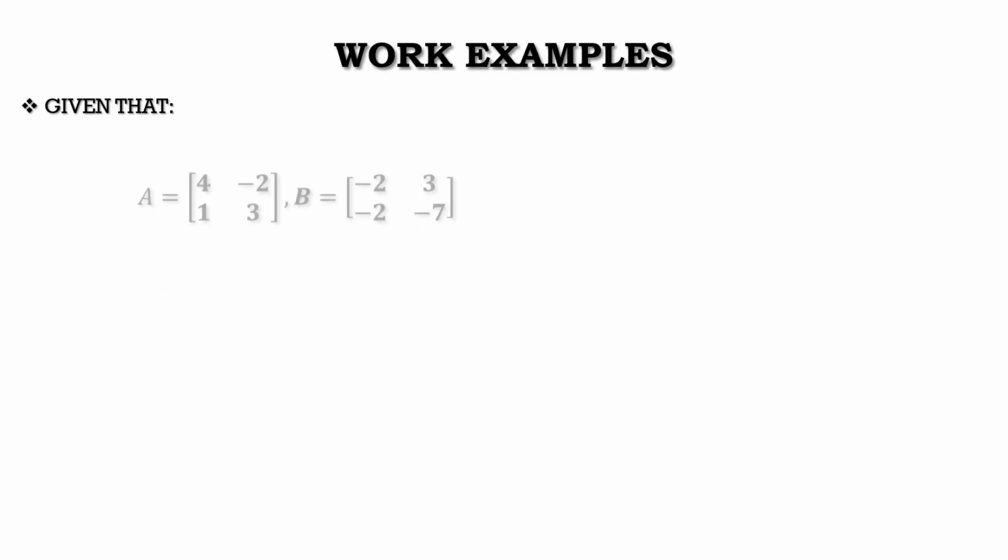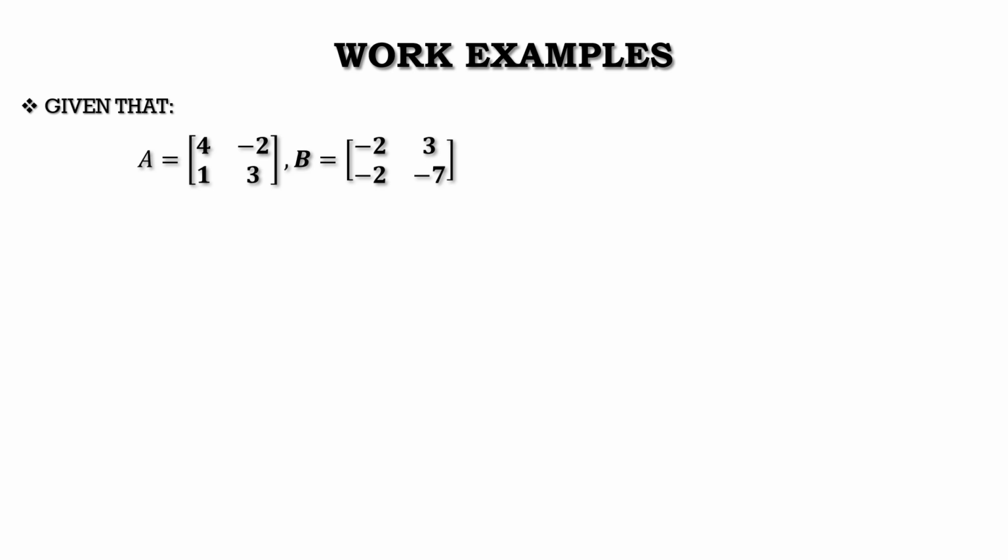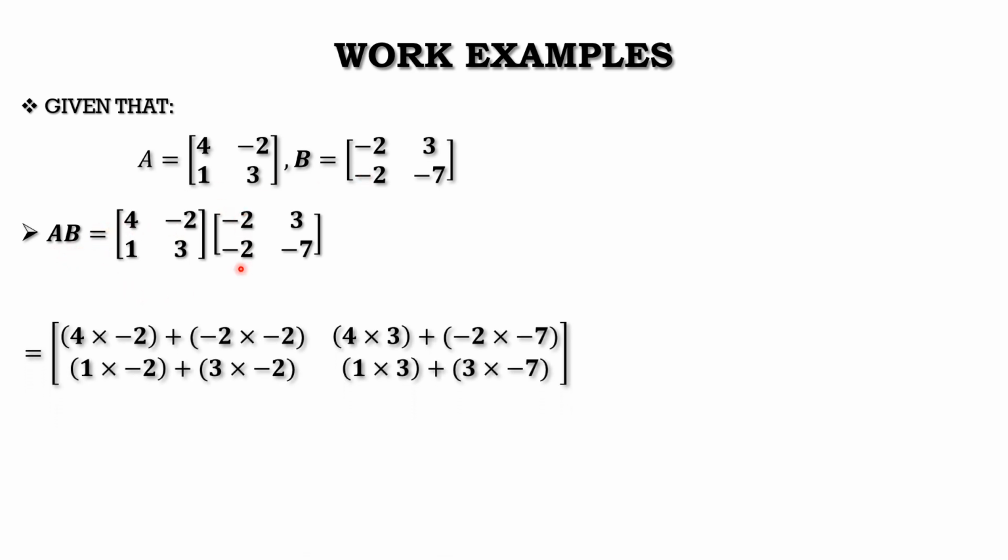So let's work an example of this particular section of our studies. We have matrices A and B, and we have to find matrix AB. Row 1 will multiply column 1, then the same row 1 will multiply column 2 for us to have the first entries. So 4 times minus 2, that is the dot product multiplication. The first to first, then the second to second. So 4 times minus 2 plus minus 2 times minus 2.